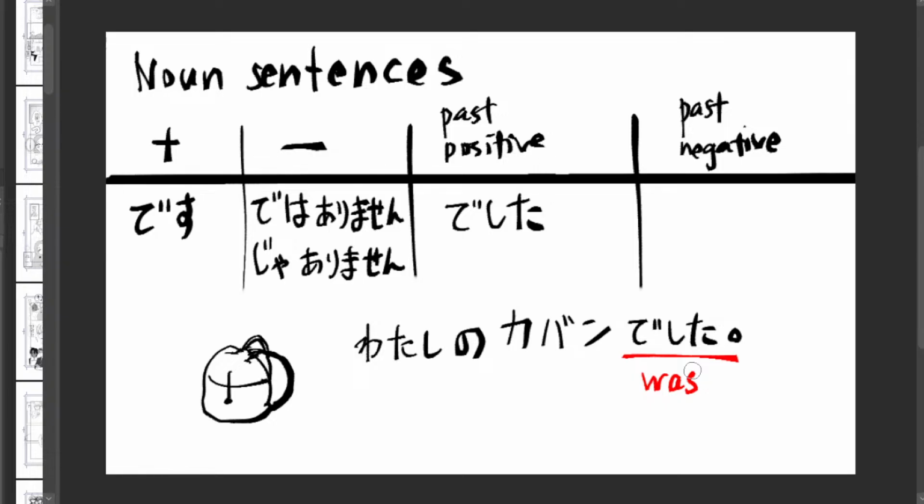So, talking about past negative. It wasn't mine, but it has become mine. The bag belonged to someone else, but then they gave it to me, so it's mine now. So it wasn't mine: watashi no kaban de wa arimasen deshita. De wa arimasen.